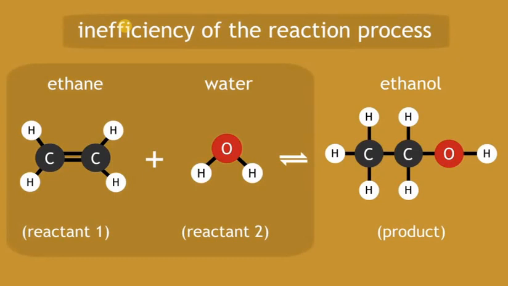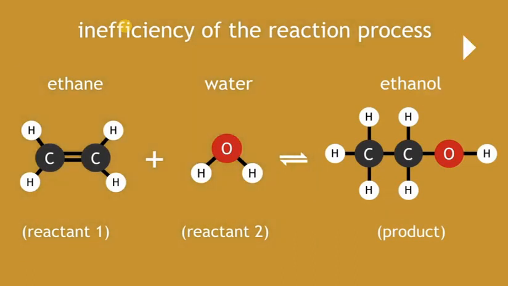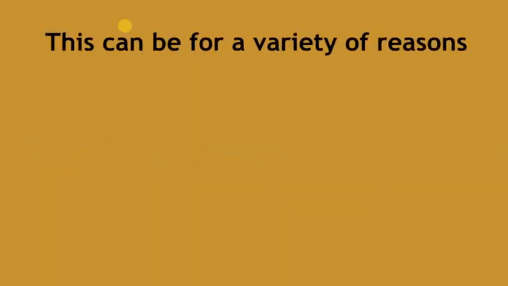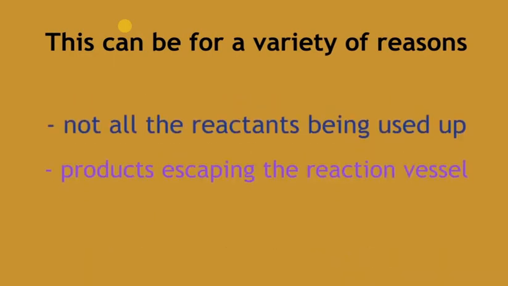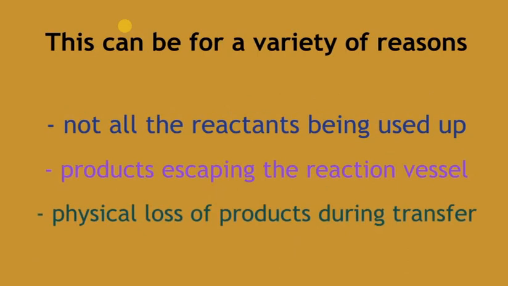Efficiency and inefficiency. We talked about efficiency in machines, where you find that if you put in 100 newtons of work and then you get out 100 newtons of output, then you know that you have a highly efficient machine. But inefficiency means that some materials or some energy is lost during a reaction. This can be for a variety of reasons: not all the reactants being used up, products escaping the reaction vessel, or even the physical loss of products during transfers.